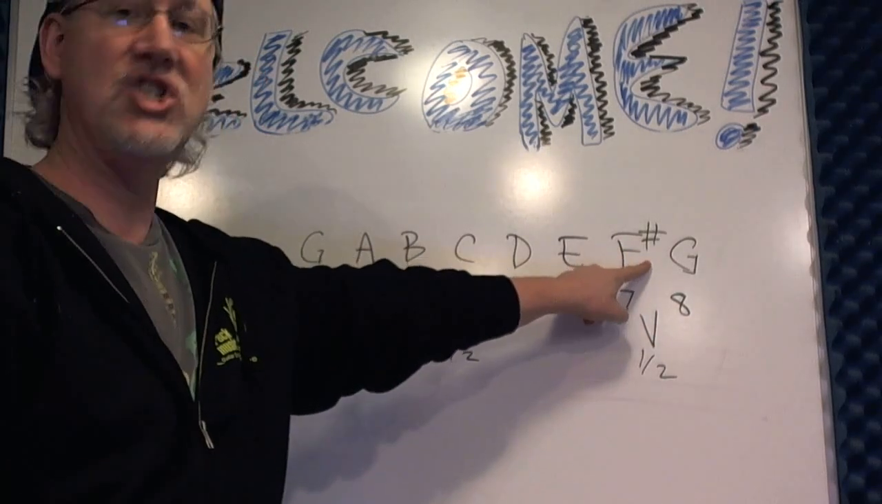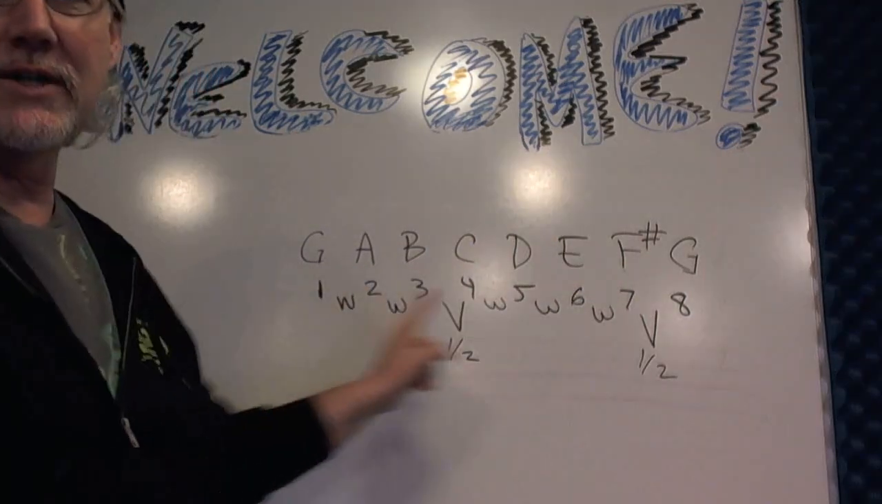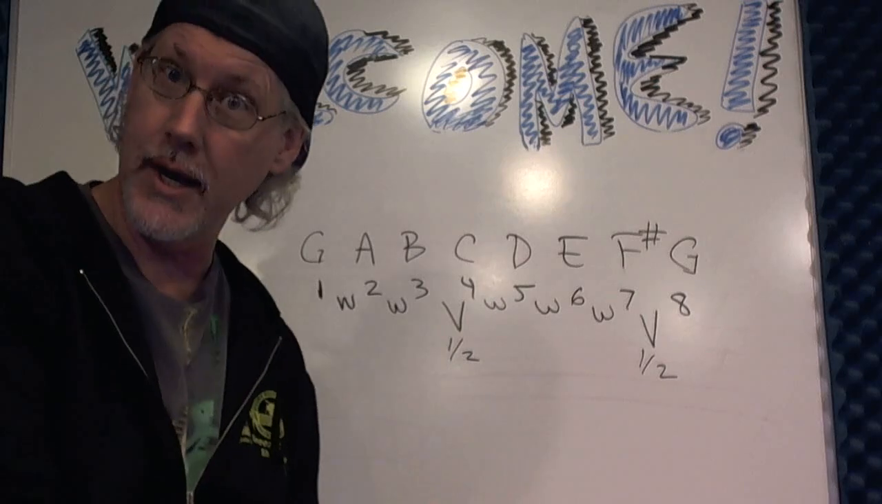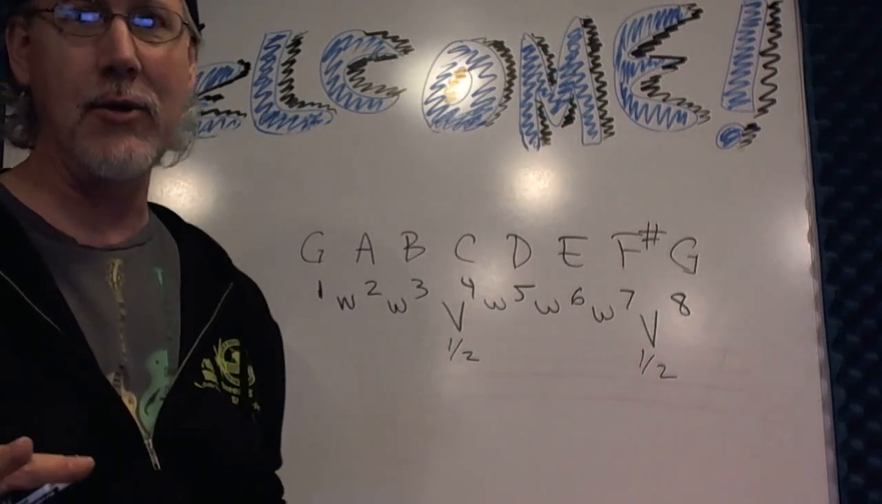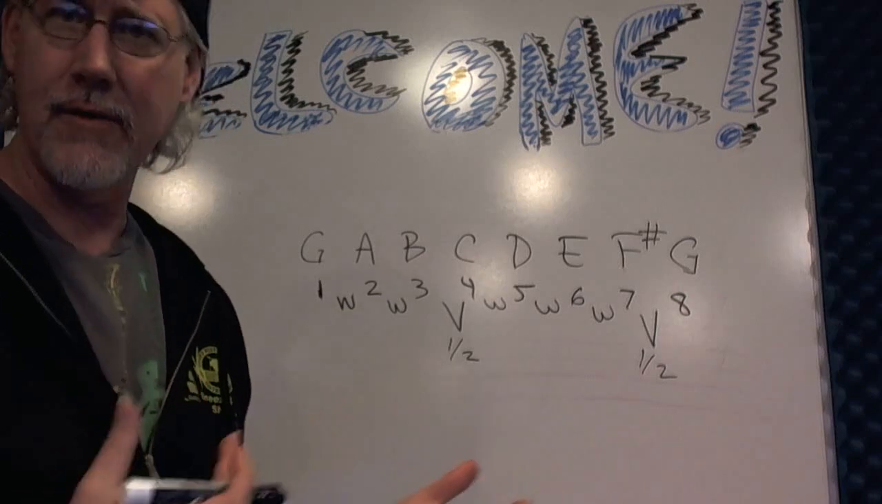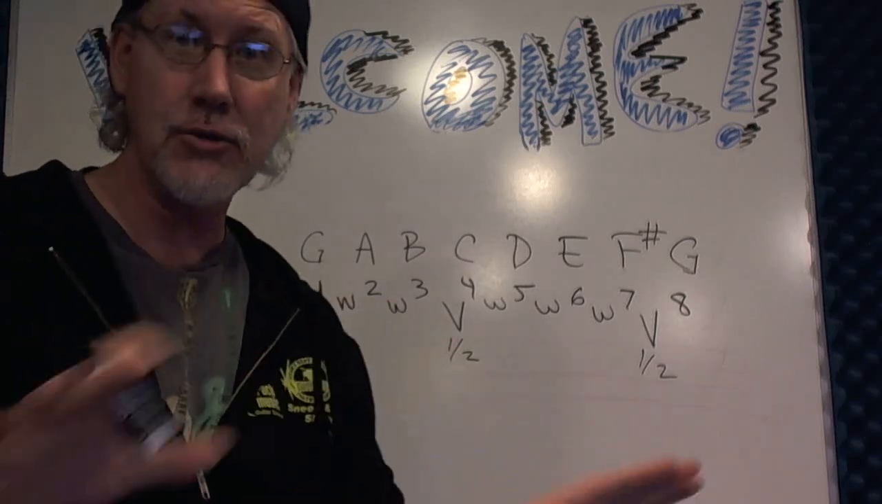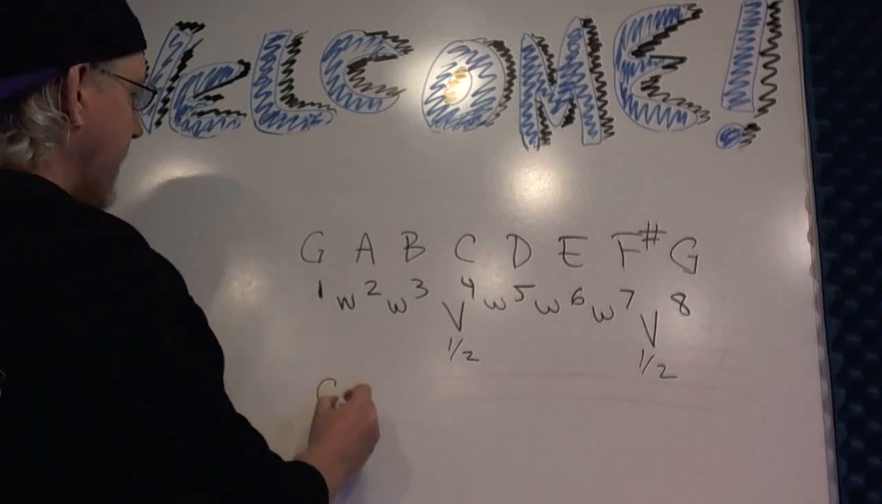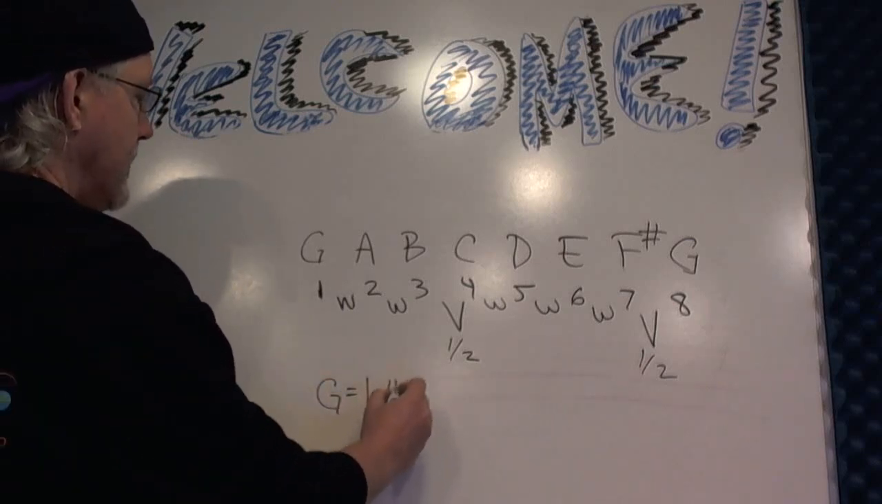Notice I have a sharp right here. I have one sharp in this key. Okay, the key of G has one sharp in it. It's the only key that will have one sharp. Every single key has its own unique number of sharps and flats. The key of C has no sharps or flats. Key of G has one sharp. So G equals one sharp.